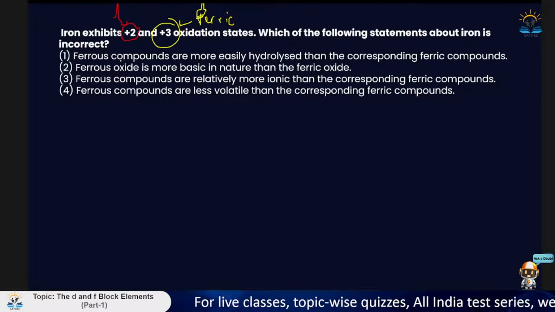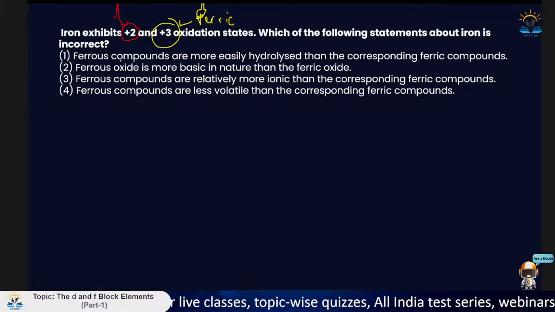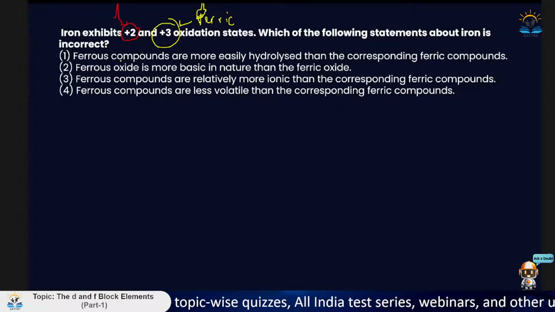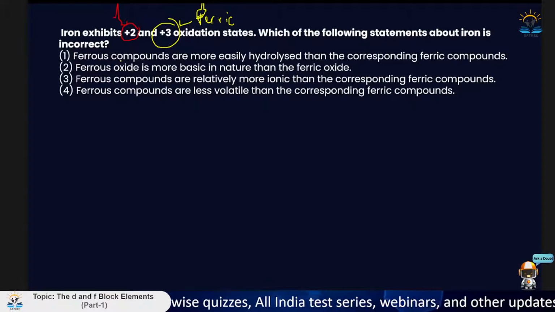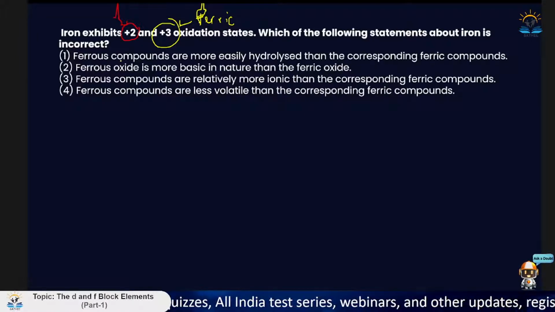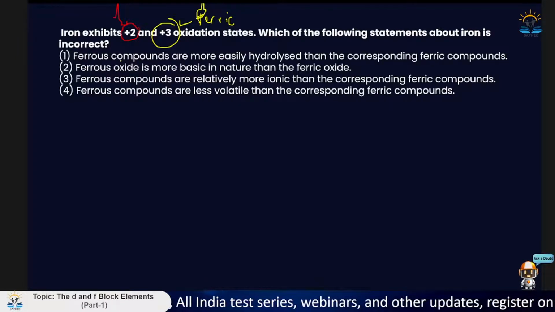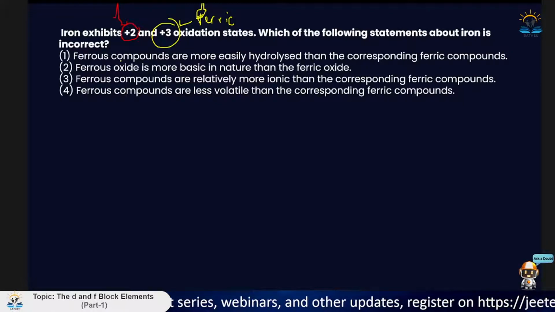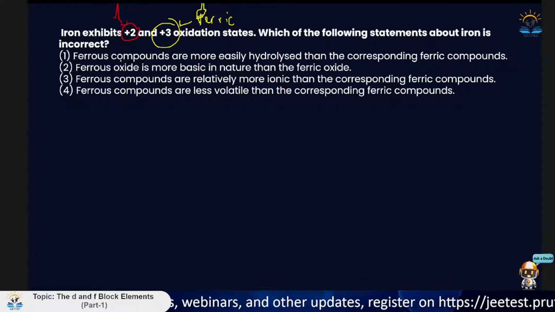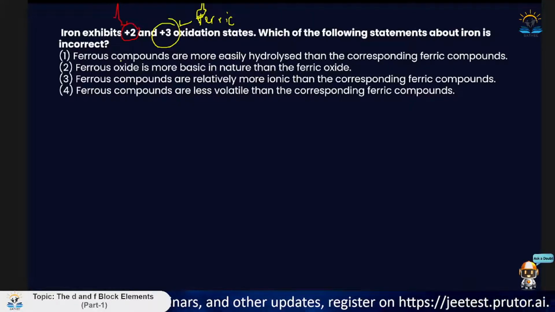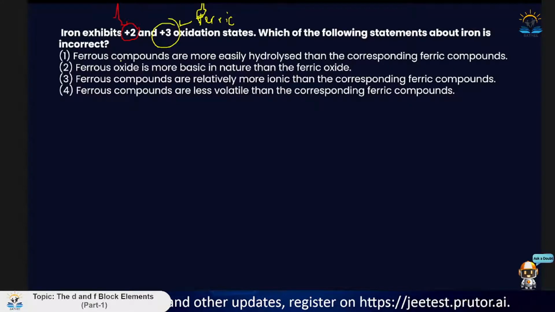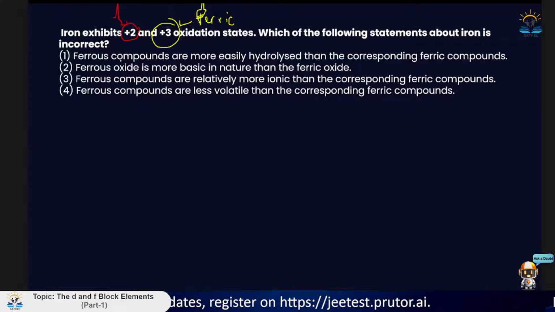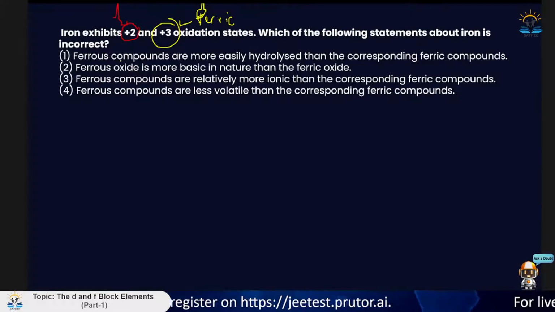Ferrous oxides are more basic than ferric oxide. Ferrous compounds are relatively more ionic than ferric compounds, and ferrous compounds are less volatile than the corresponding ferric compounds. Now, let us see. Ferrous oxide is what? FeO, and ferric oxide is what? Fe2O3. FeO is more basic than Fe2O3, and FeO is also less volatile.